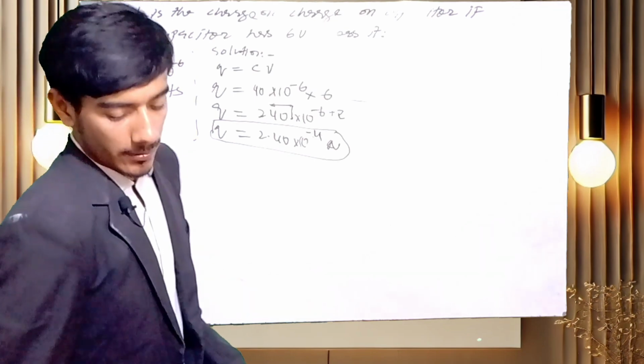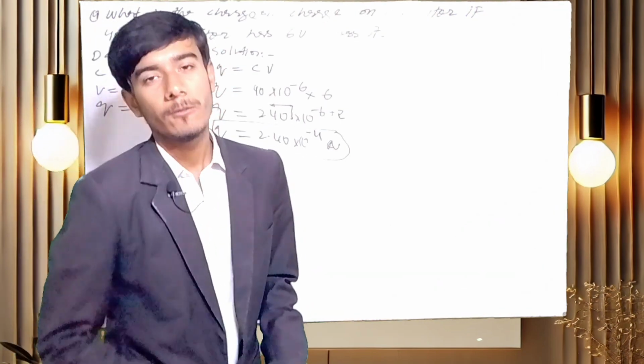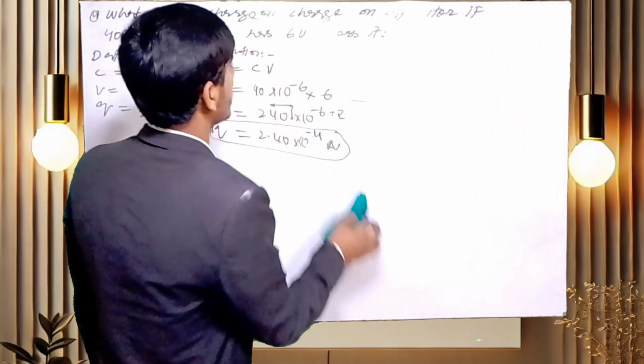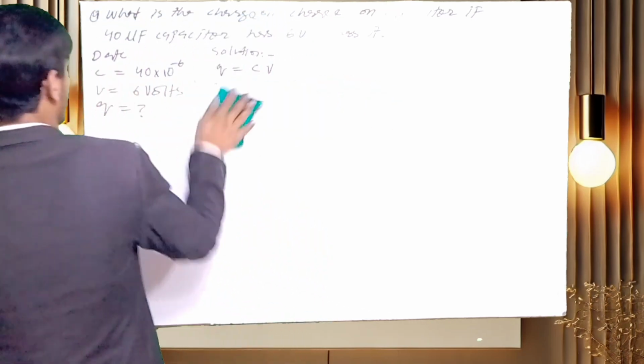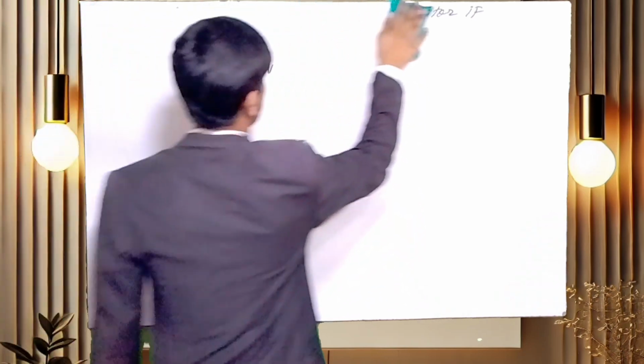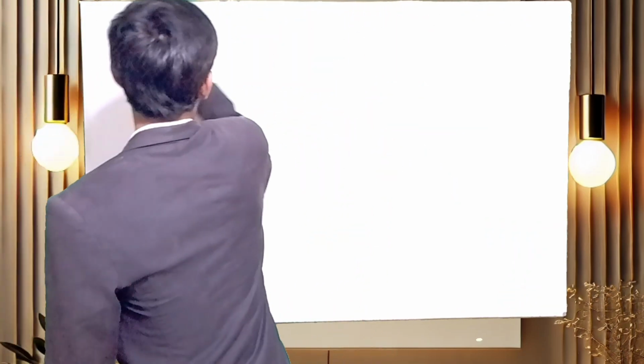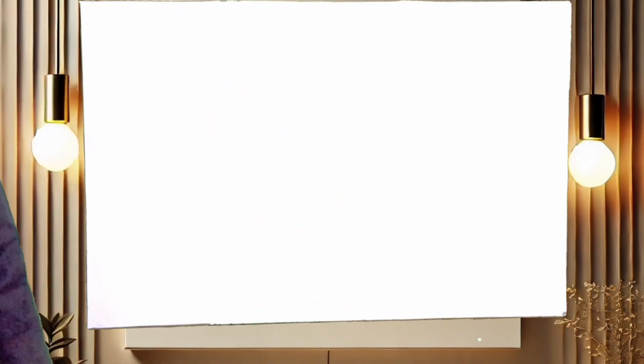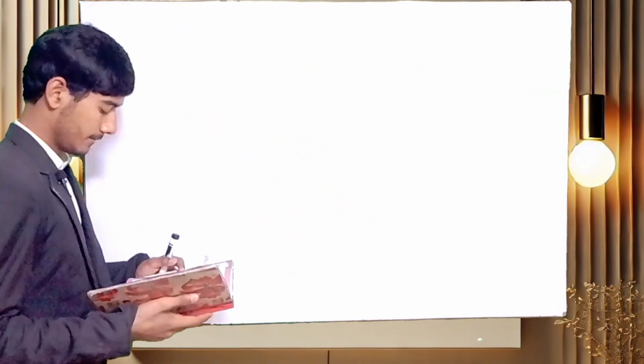Let's solve the numerical number 4. This numerical was very easy, just like a piece of cake. Now let's solve the numerical number 5.